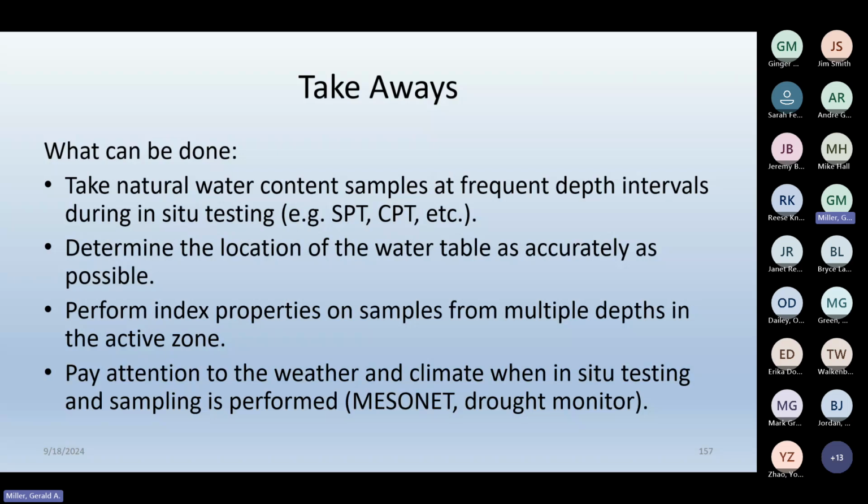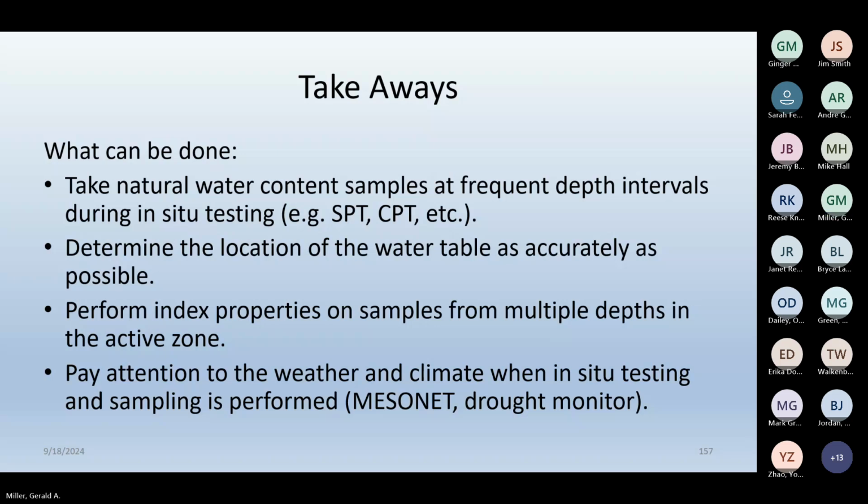What can we do? Take natural water content samples, as I said, at frequent depth intervals. Start building your own internal correlations, and determine the water table location accurately. And then, if you can do more index property tests on your samples, that helps to build the correlations in your database. The other thing you can do is pay attention to the weather and climate in your area.